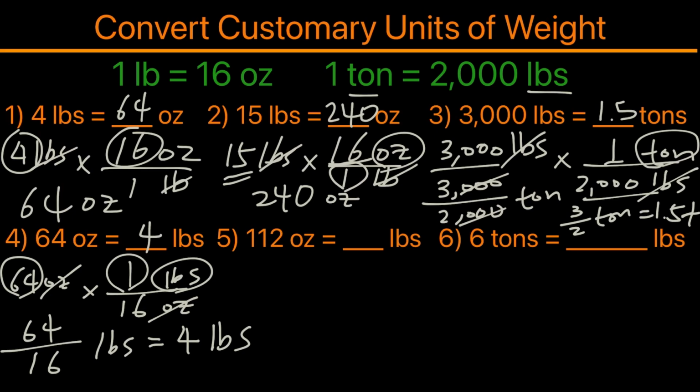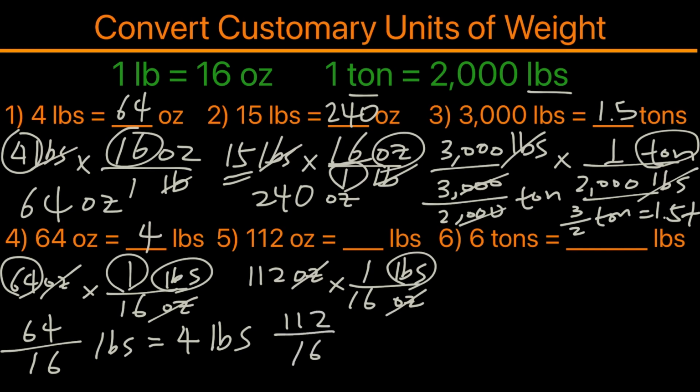For the fifth example, 112 ounces converting to pounds. Ounces needs to be on the bottom. So that would be 16 ounces and 1 pound. Cross out the ounces, left with pounds. 112 over 16 pounds. And that equals 7 pounds.